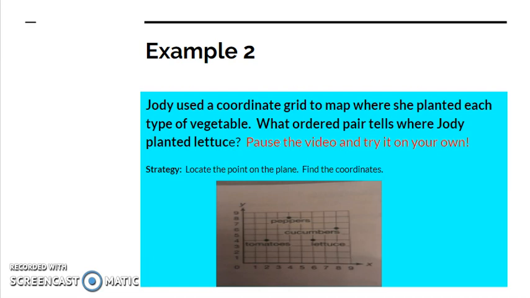I want you to pause the video and try it on your own first. Your job for the strategy is to locate the point on the plane and find the coordinates. So you're going to be writing me the ordered pair that would represent where lettuce is planted. Go ahead and pause the video, try it on your own first.